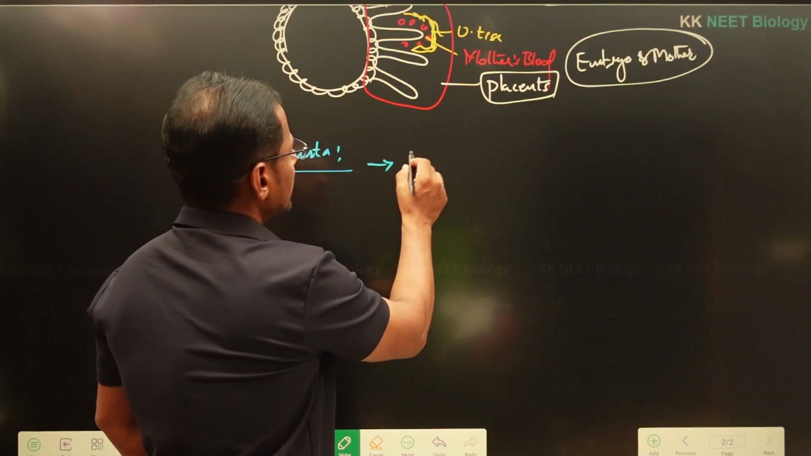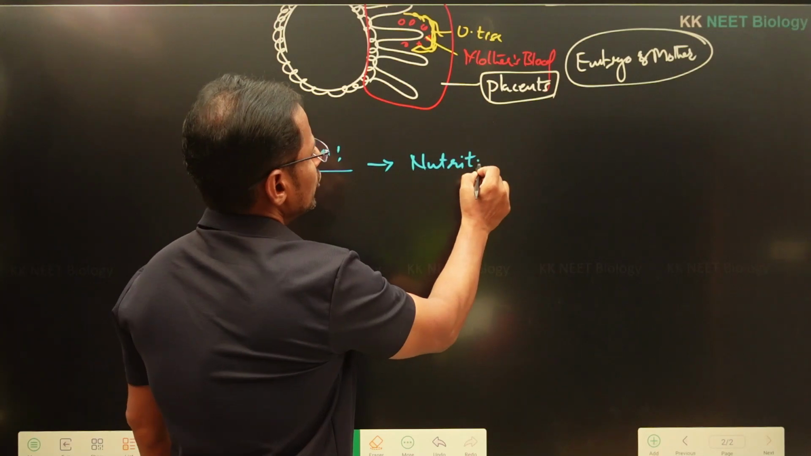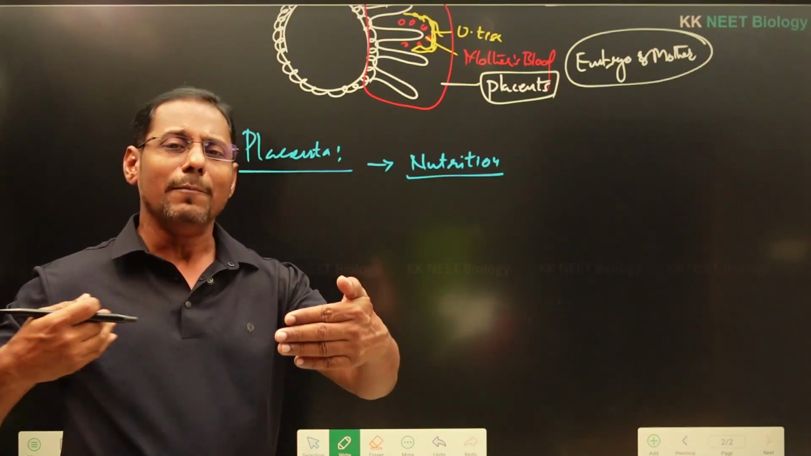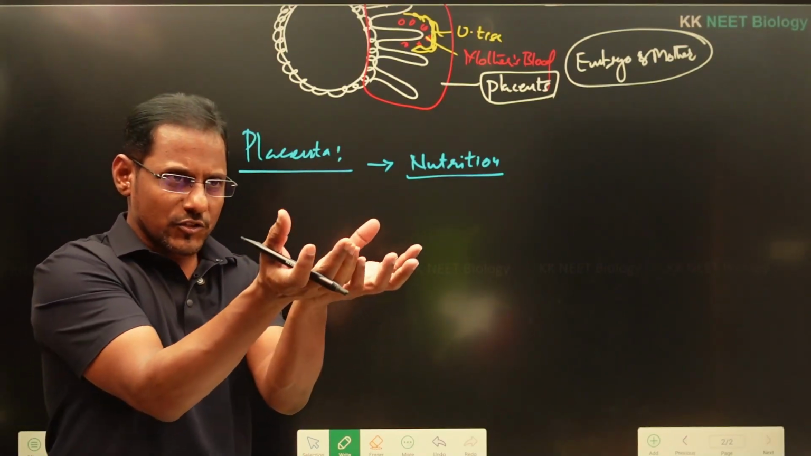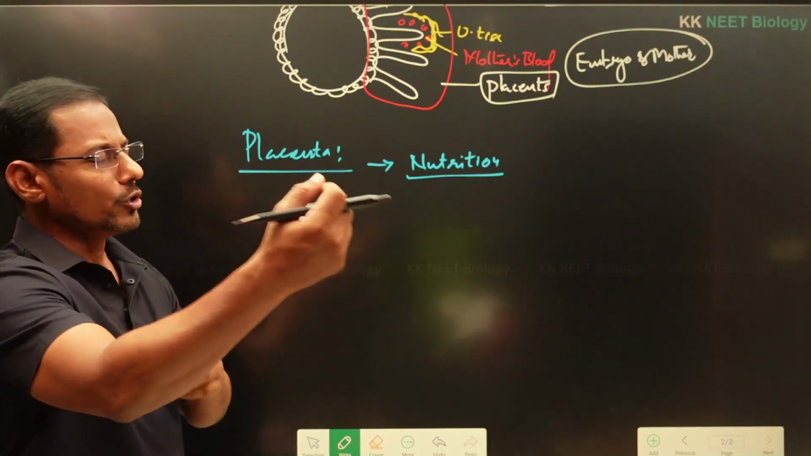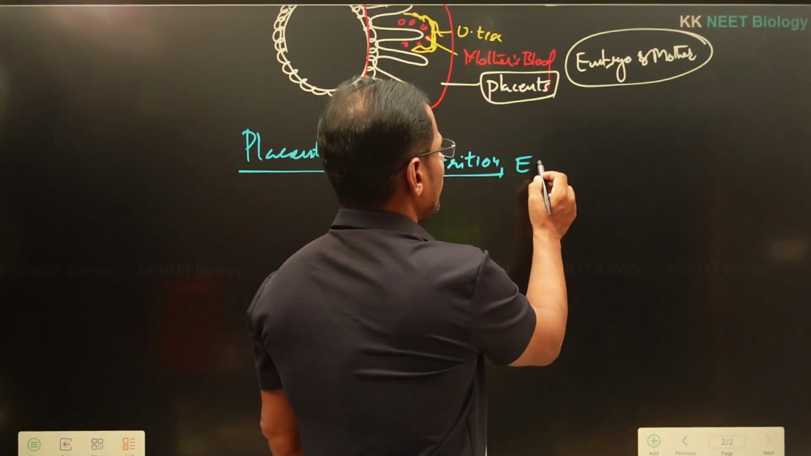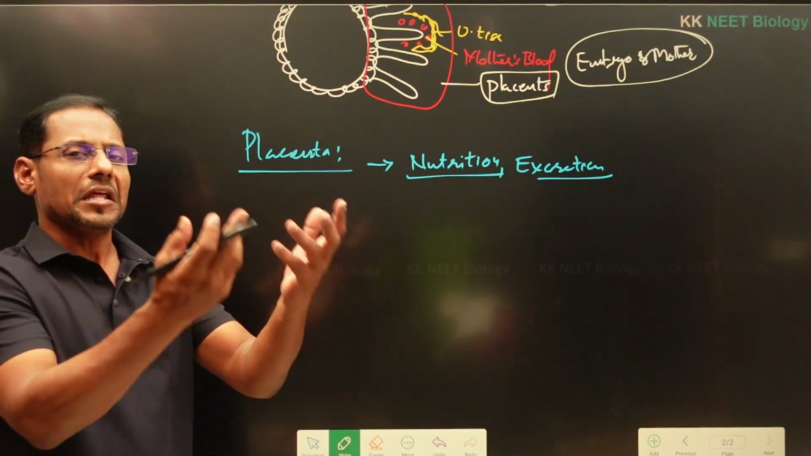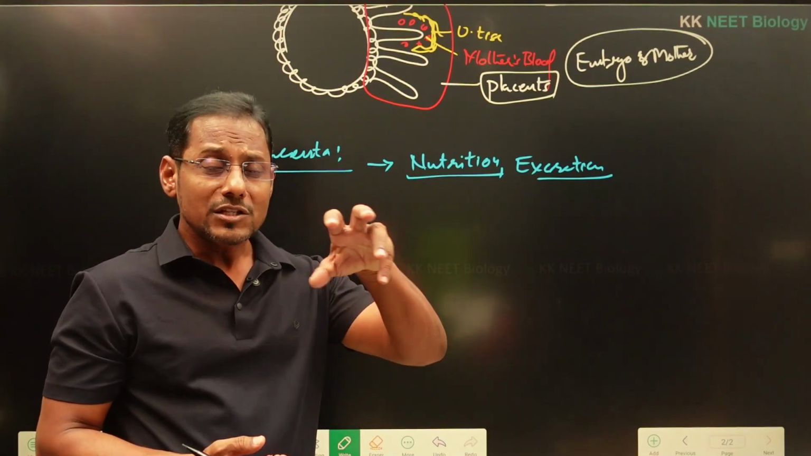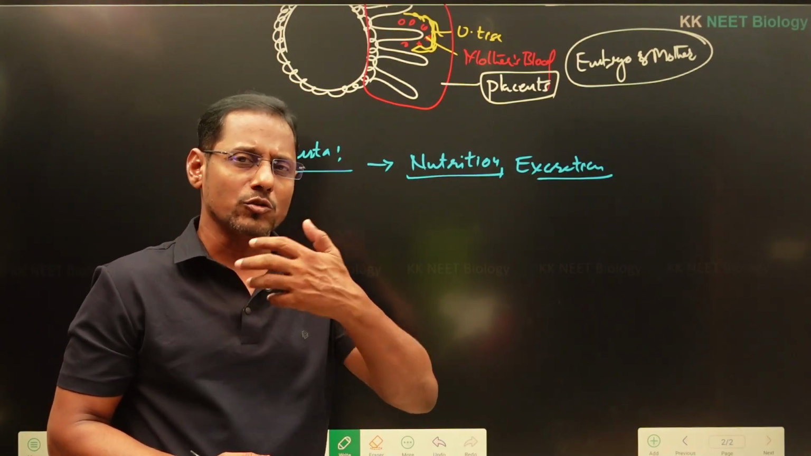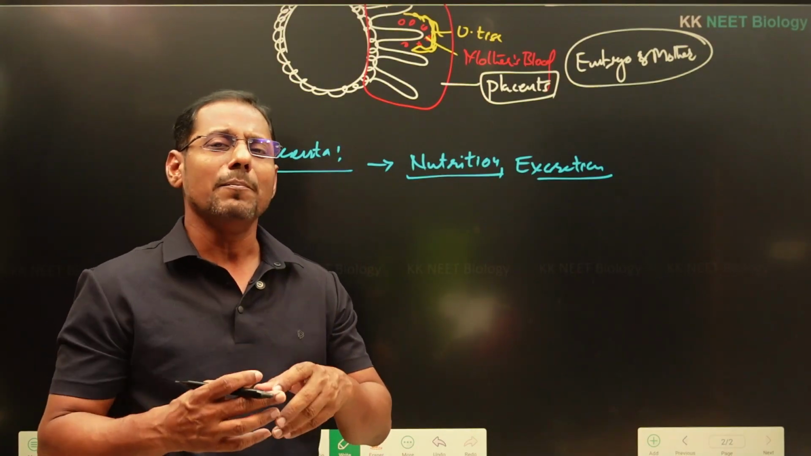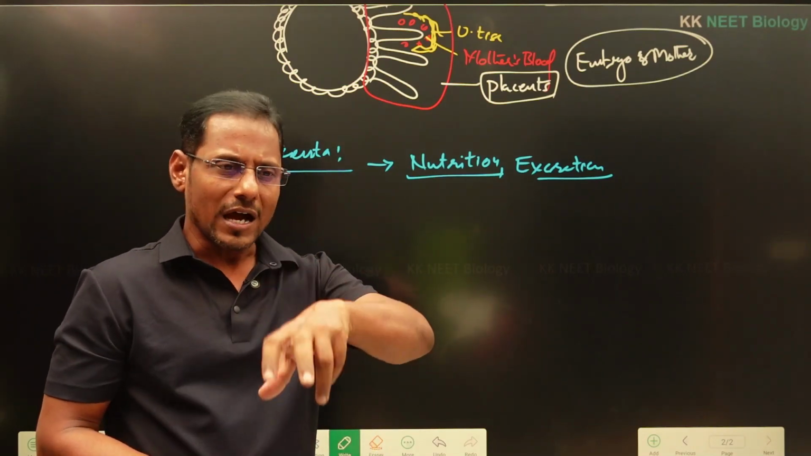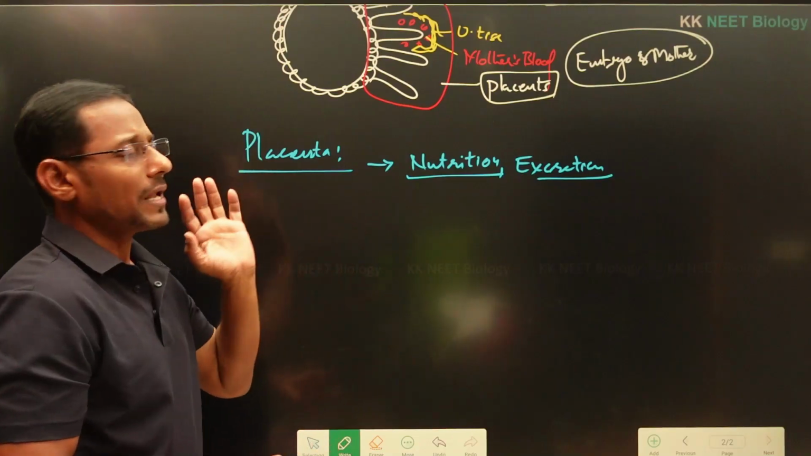First, the nutrition of the embryo. The nutrients present in the mother's blood are taken by the placenta and supplied to the embryo. Then, excretion of the baby or embryo. After taking the nutrition, these nutrients are utilized by the embryo. As a result, nitrogen wastes are produced in the embryo. These embryonic nitrogen wastes must be sent into the mother's blood, and that particular function is carried out by the placenta itself.